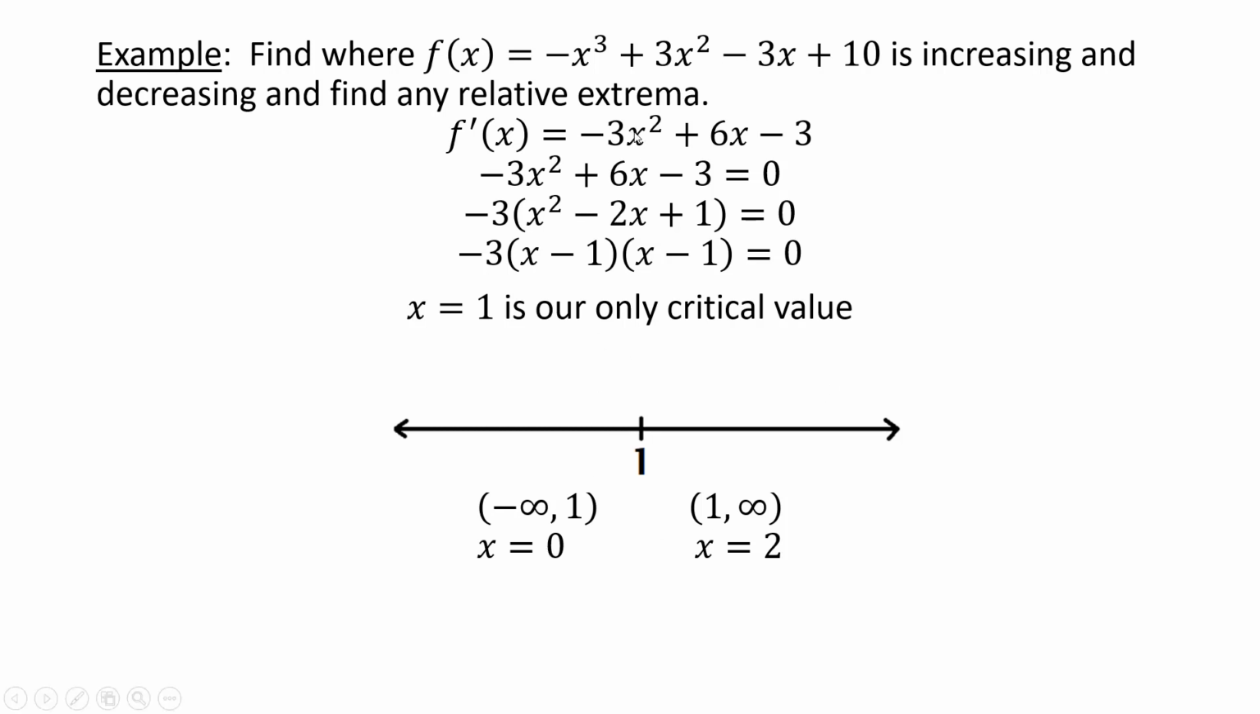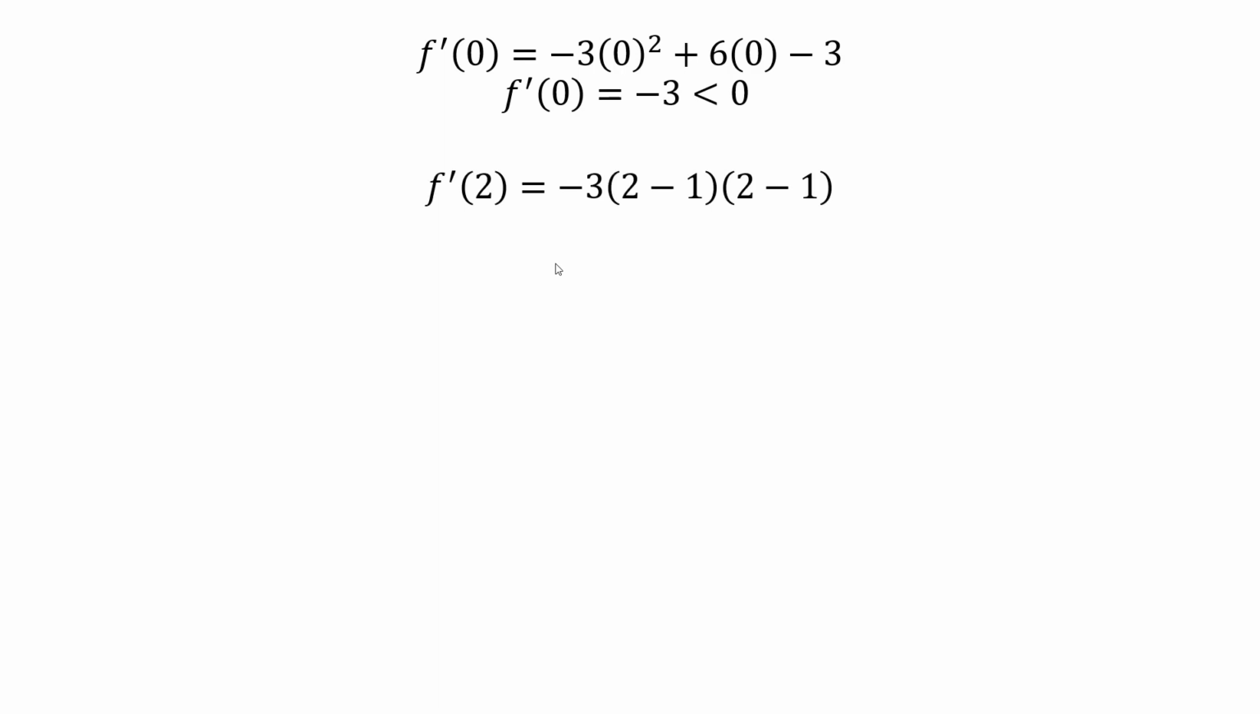Now when you plug in 0, right, negative 3 times 0 squared goes away, 6 times 0 goes away, and we're left with negative 3. That's pretty easy. When you plug in 2, though, you can plug 2 in here and do negative 3 times 2 squared plus 6 times 2 minus 3, or you can plug 2 into the factored form, which might just be a little bit easier. So then negative 3 times 2 minus 1 times 2 minus 1 gives me negative 3 times 1, which is negative 3. So what happened?